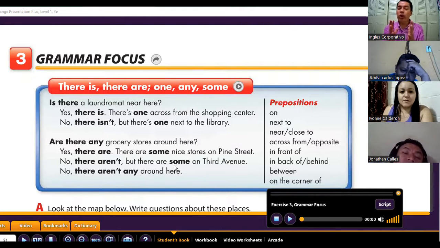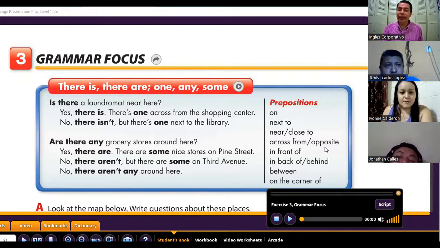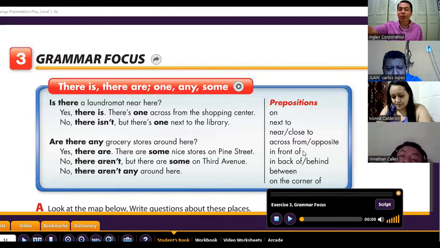Good. Then when we talk about prepositions, right? We already practiced with in, on, and at. But now we have more prepositions here, right? Next to, that means a la par de. Near or close to means cerca. No necesariamente a la par, pero cerca. Okay? Across from, opposite. Y hay otra que no está aquí, que se la voy a agregar. In front of. Across from, opposite, and in front of means enfrente de o cruzando la calle. ¿Sí? Aquí está, perdón. Ahí está abajo también. In front of. Across from, opposite, and in front of significa lo mismo. Enfrente o cruzando la calle, right?